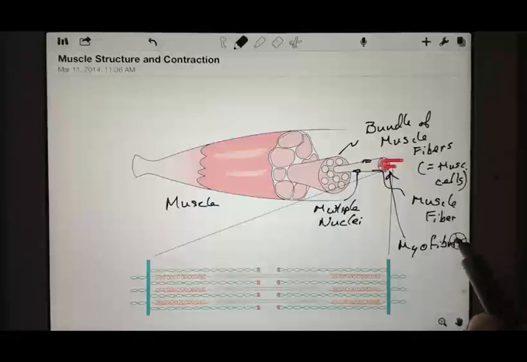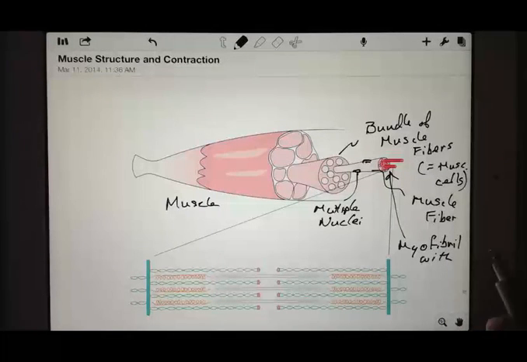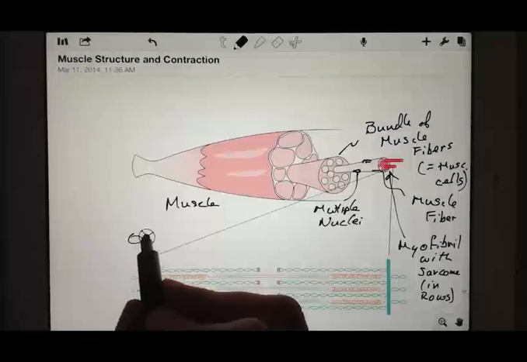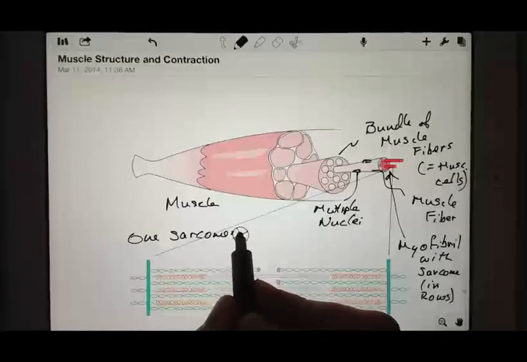Within each muscle cell are myofibrils, long skinny strands that have sarcomeres within them. So there are a row of sarcomeres that are in a series. So here I'm showing one sarcomere.